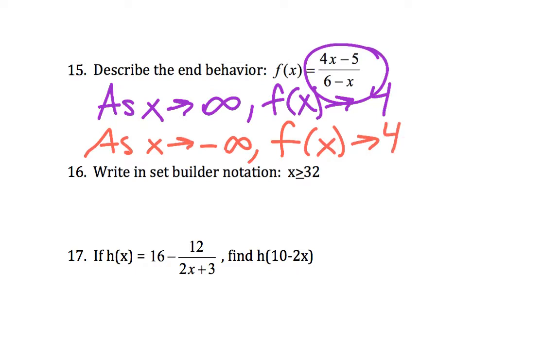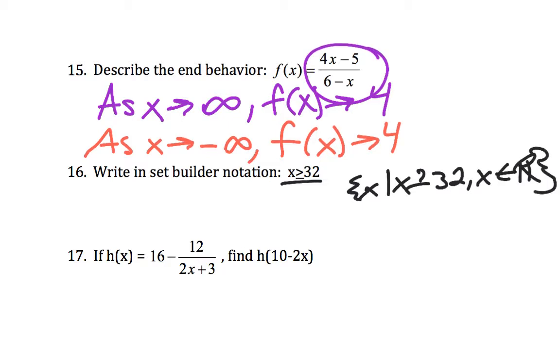Number 16, write it in set builder notation. Notice these are just some of the first sections of the chapter. So the set of x such that x is greater than or equal to 32, and x is an element of all reals. And close the set.